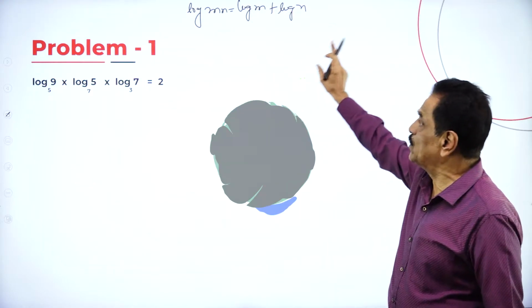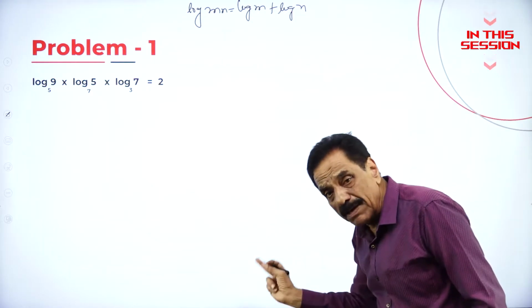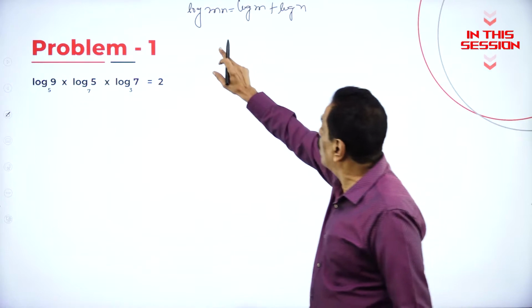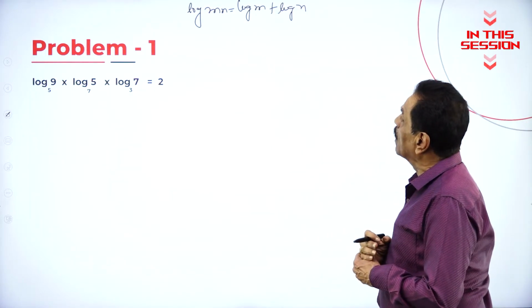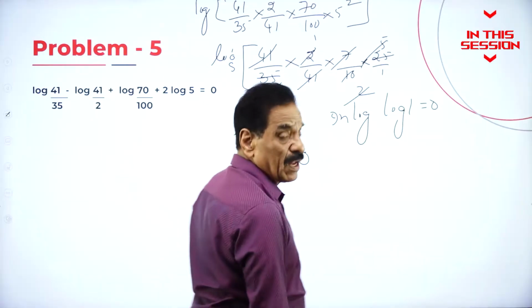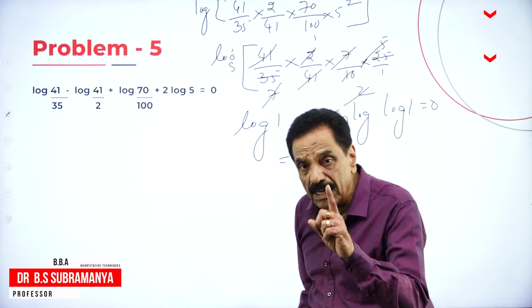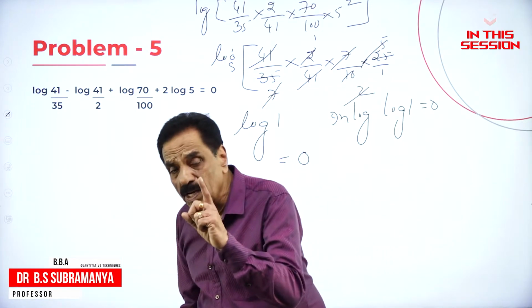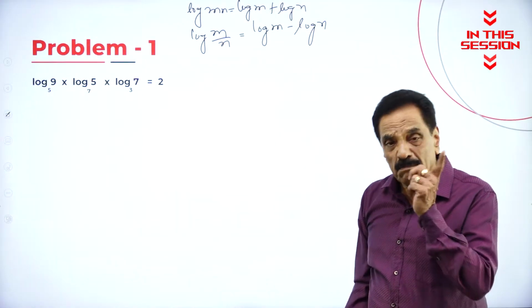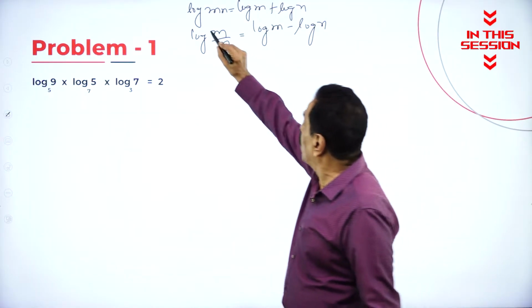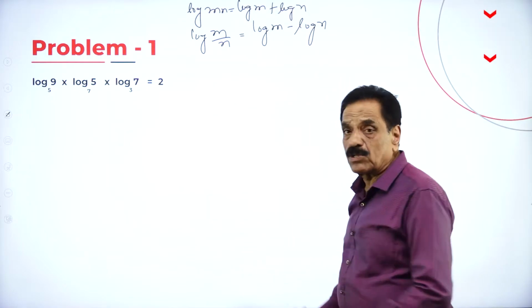So multiplication means adding. Adding means multiplication. Log mn can be written as log m plus log n in logarithm. Log 10 is equal to 1. Log 1 is equal to 0. Division means minus. Minus means division. Log mn is equal to log m plus log n.